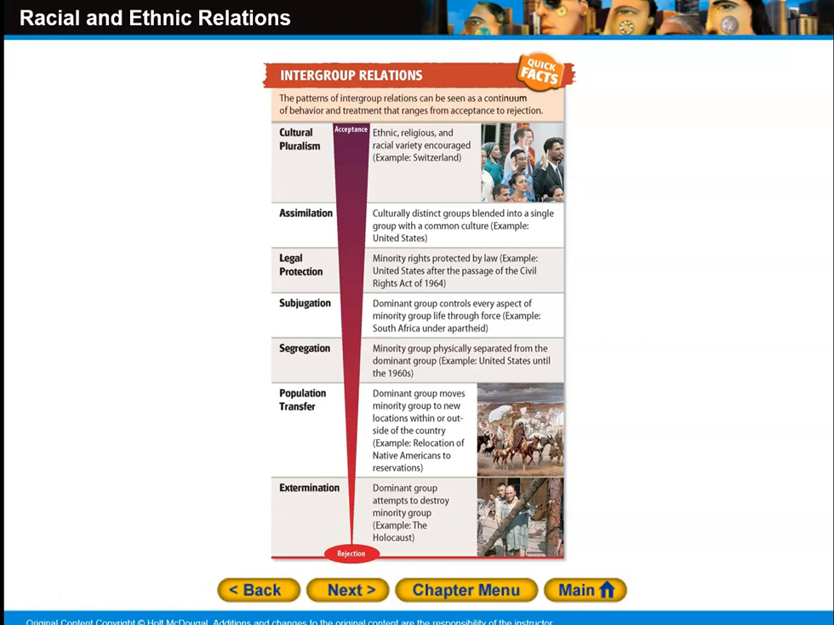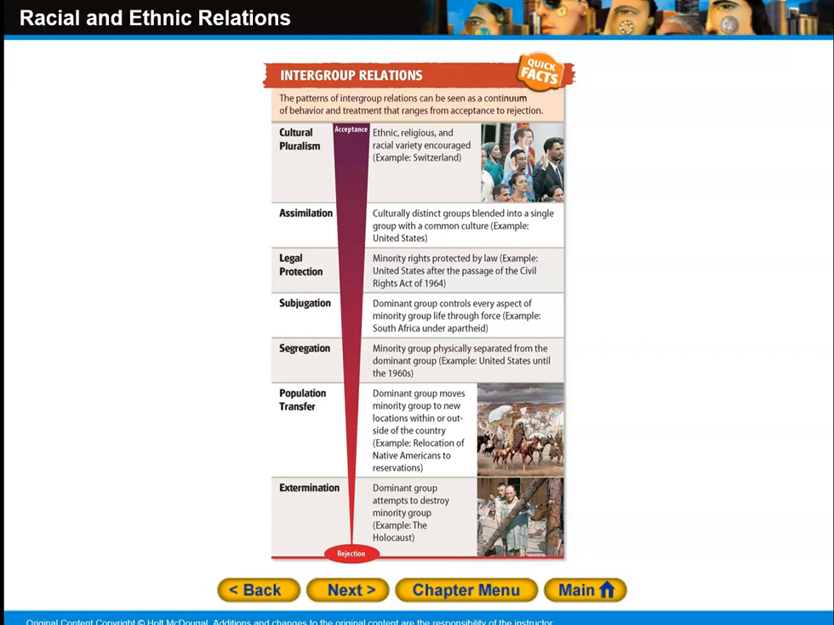Subjugation is when the dominant group controls every aspect of a minority group's life through force. The Jim Crow South was an example, as was South Africa during the time of apartheid. Segregation is when the minority group is physically separated from the dominant group. Here again, the Jim Crow South is an example, and actually there was segregation in northern states as well. It's just that it wasn't as codified as it was in the South.